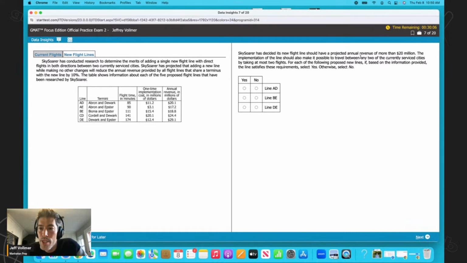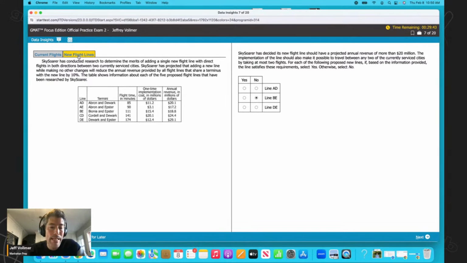Decided its new flight line should have a projected annual revenue of more than 20 million. Cool. There's only a couple that do that. Implementation of the line should also make it possible to travel between any two currently serviced cities by taking at most 2 flights. So no 2 layover spots. Will these flights do that? So let's take a look at AD. AD does it. BD definitely doesn't because I know it doesn't get more than 20 million. DE does the first part.